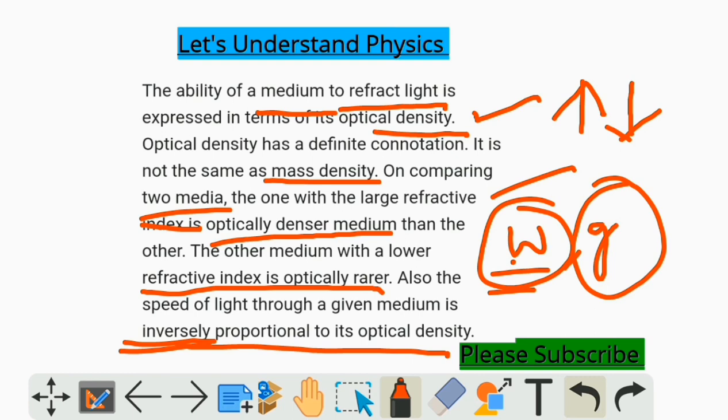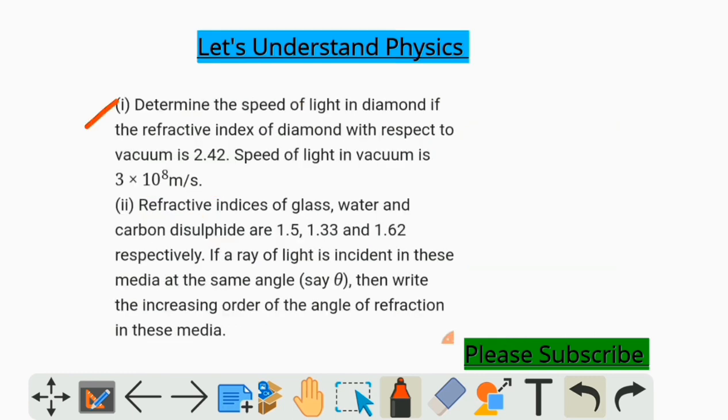First one from the passage: determine the speed of light in diamond if the refractive index of diamond with respect to vacuum is 2.42. Speed of light in vacuum is 3 into 10 to the power of 8 meter per second. So they have given the speed of light in vacuum and you have to find the speed of light in diamond if the refractive index of diamond is 2.42.